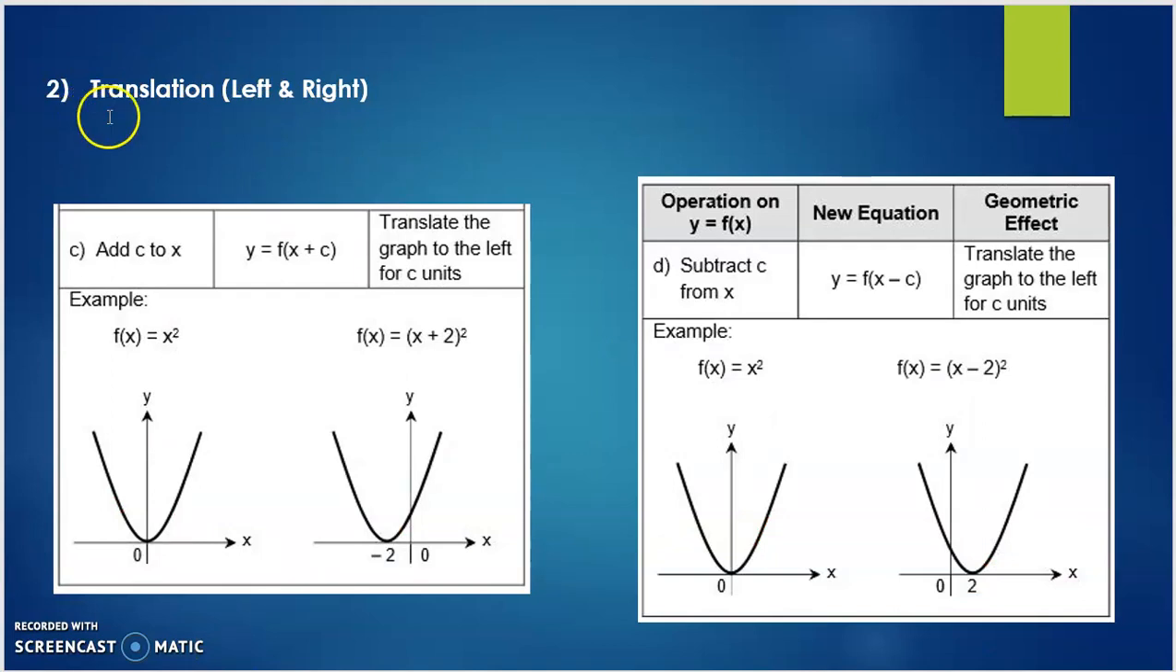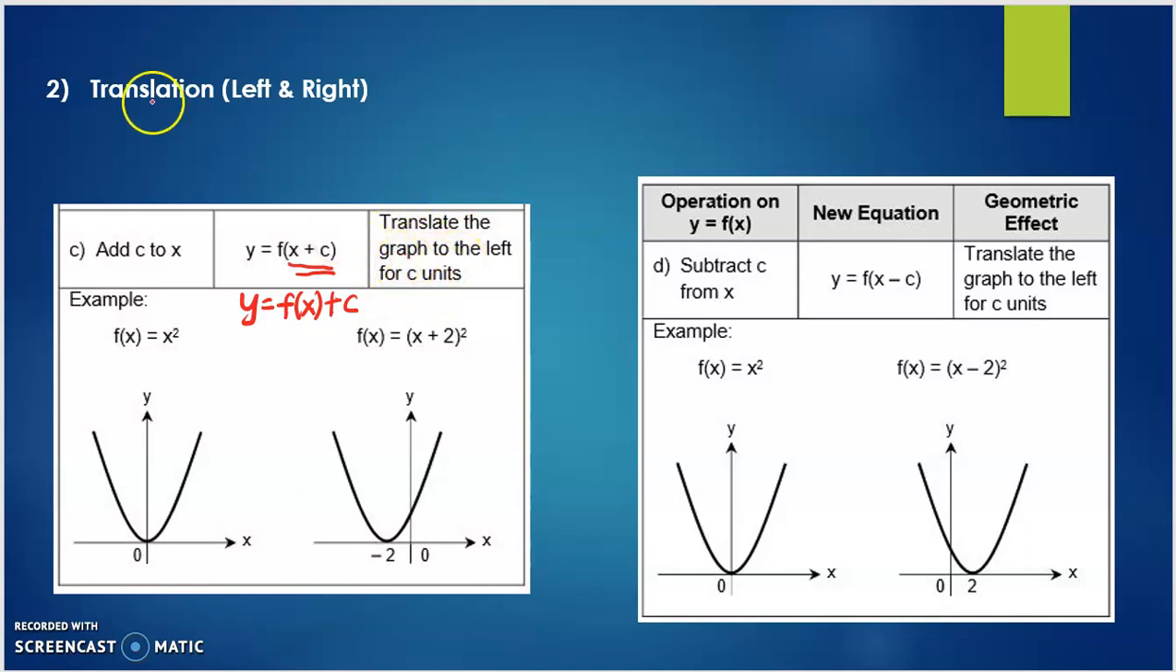Next, we look at translation left and right. Now we add c inside the bracket of f. Here, y equals f(x plus c). The previous example was y equals f(x) plus c. This is different, so you can notice the difference. What will happen is we will translate the graph to the left by c units.